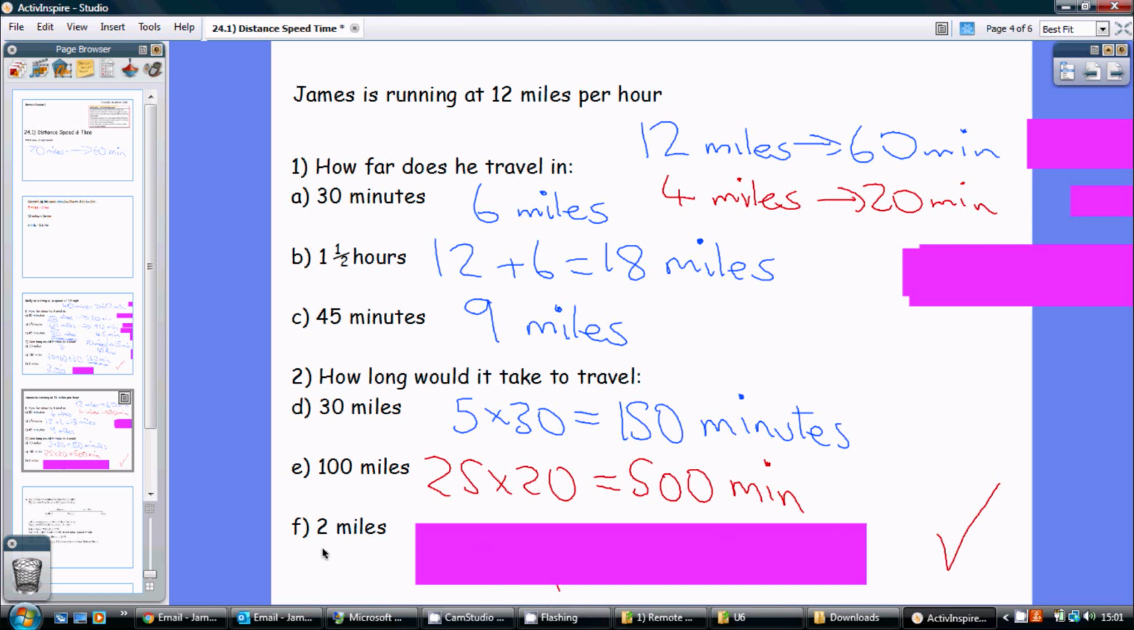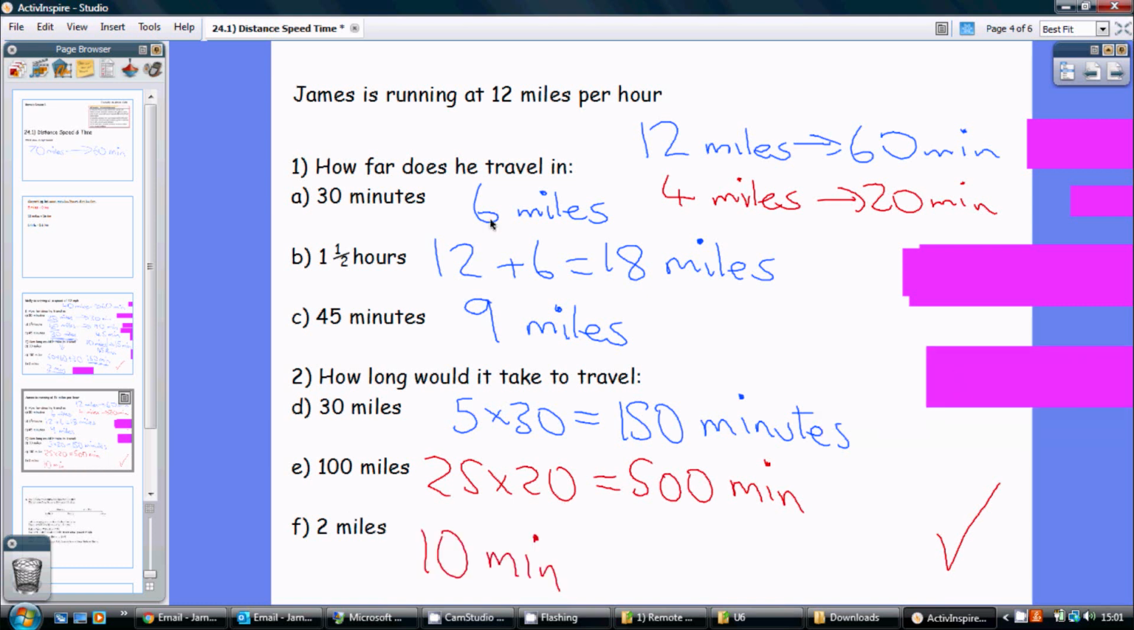And then finally, how long would it take you to go 2 miles? So that's going to be 10 minutes. So perhaps the easiest way to do that is just back to your starting fact. 12 miles in 60 minutes, divide both by 6, we get 2 miles in 10 minutes.